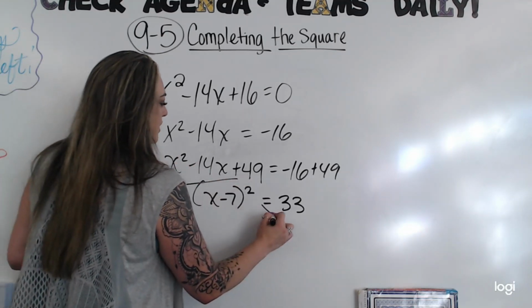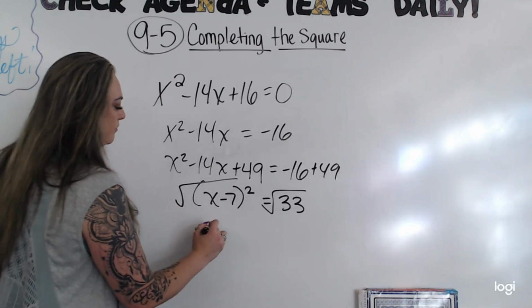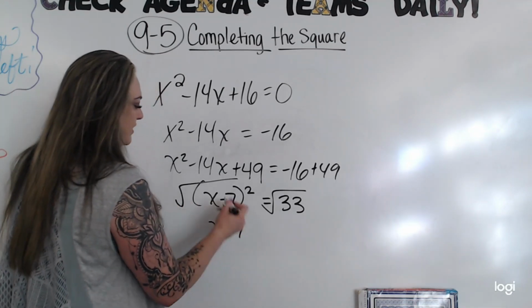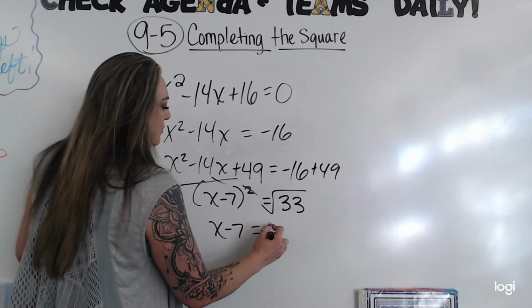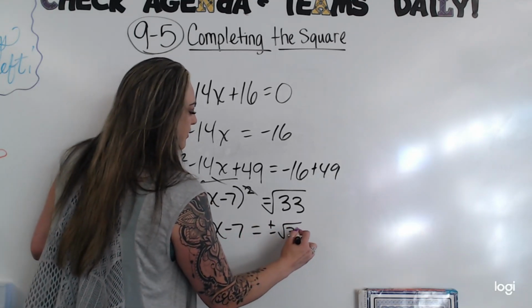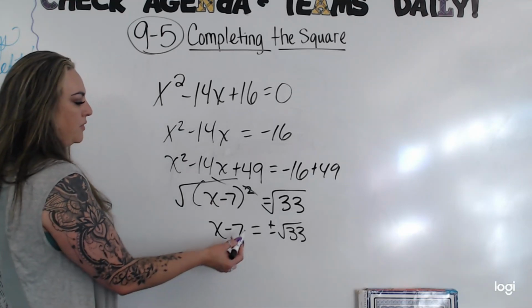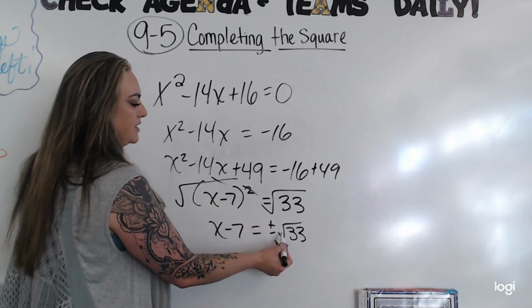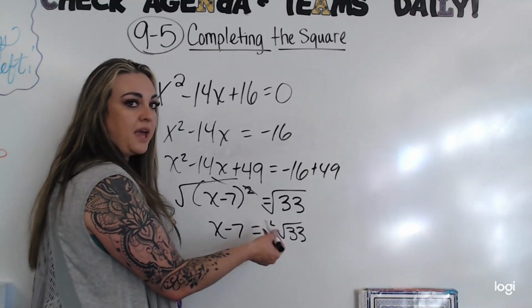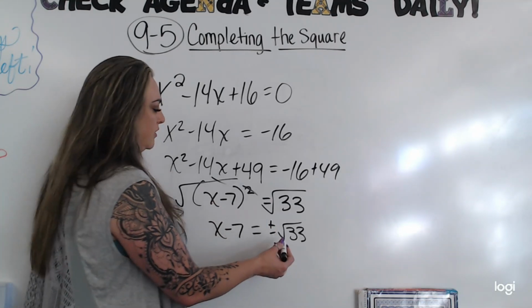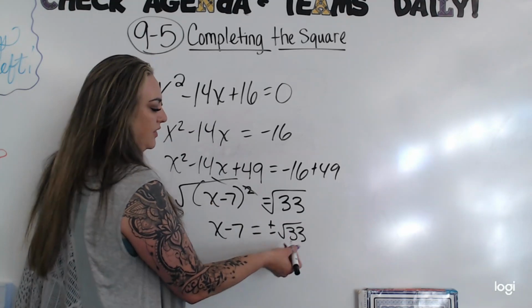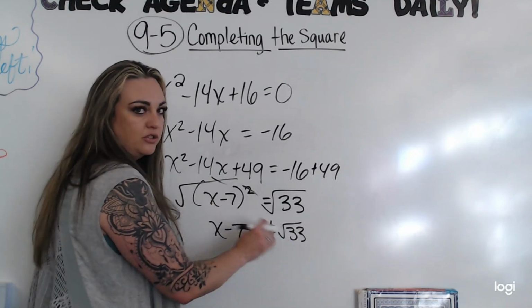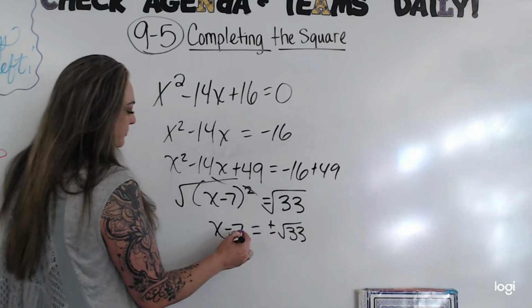We take the square root of both sides. We get x minus 7, because this undid the squaring of x minus 7, right? And then we get plus or minus the square root of 33. Remember that once we take the square root, the answer could be a positive or negative number. It's okay that it's irrational. Don't worry about that. We're going to leave it that way.